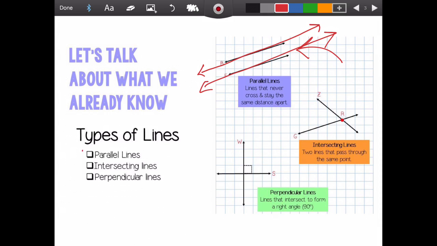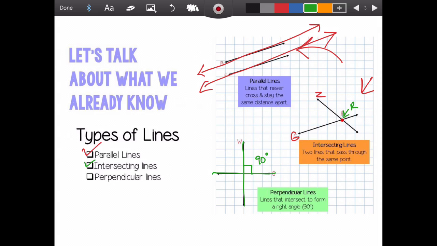Secondly, we have intersecting lines, which are two lines that pass through the same point. Here we have line Z and line G, and they pass through the point R. That's their intersection. They intersect at point R, meaning they cross paths. Lastly, we have perpendicular lines, a vertical line and a horizontal line, where they intersect forms a 90-degree angle or a right angle.